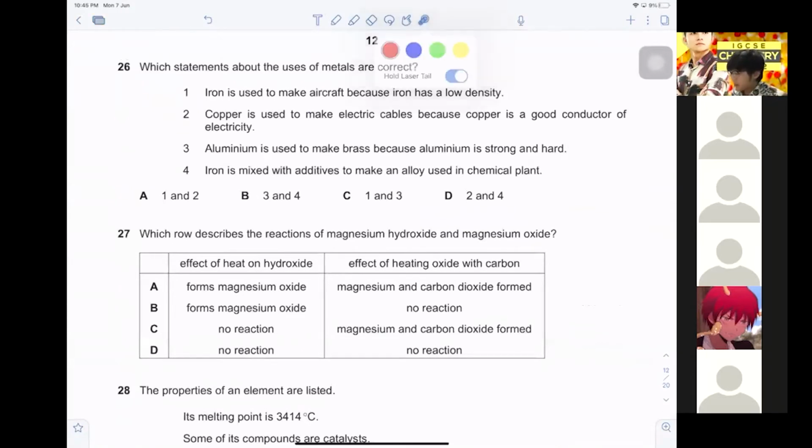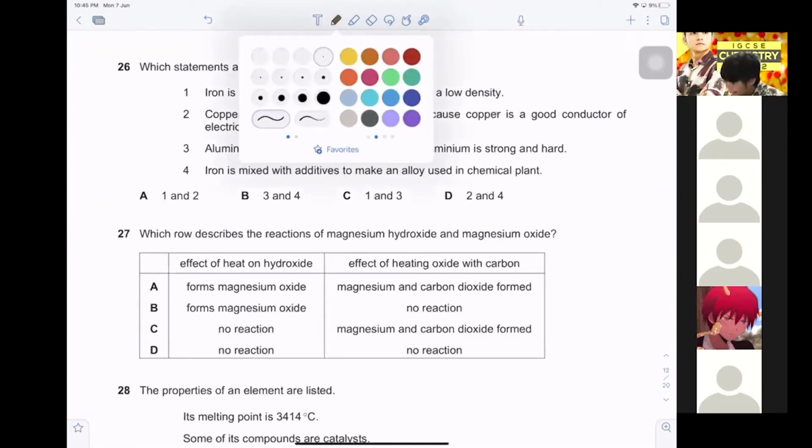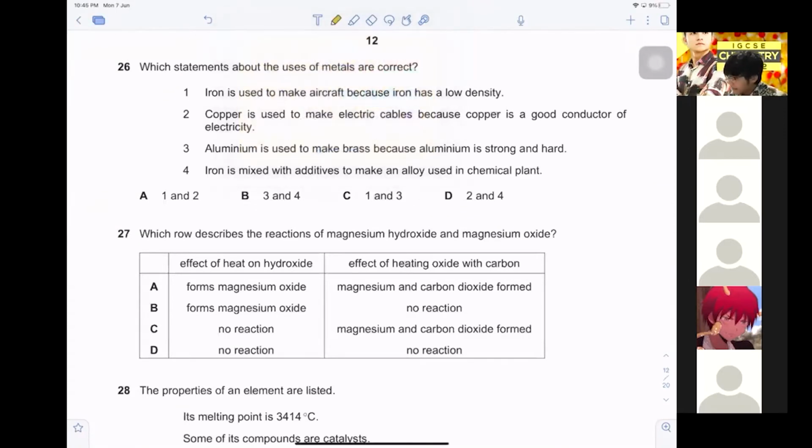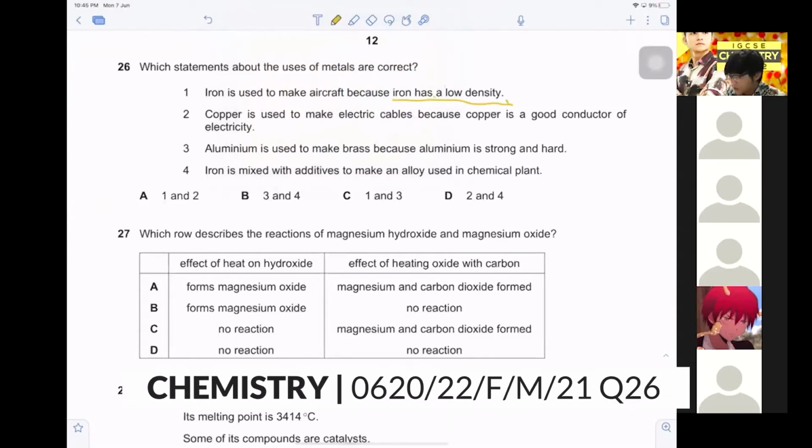Which statement about the use of metals is correct? Okay, so iron is used to make aircraft because iron has low density. No, yeah. Iron has high density. And if you use iron to make aircraft, trust me, MH17 will happen. So every year you have MH17. Okay, so this is wrong.